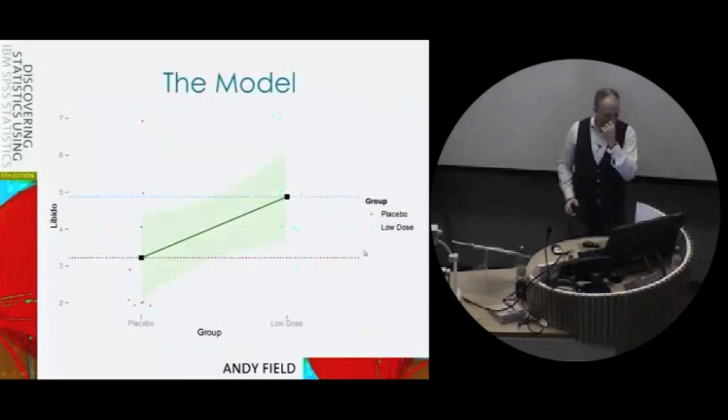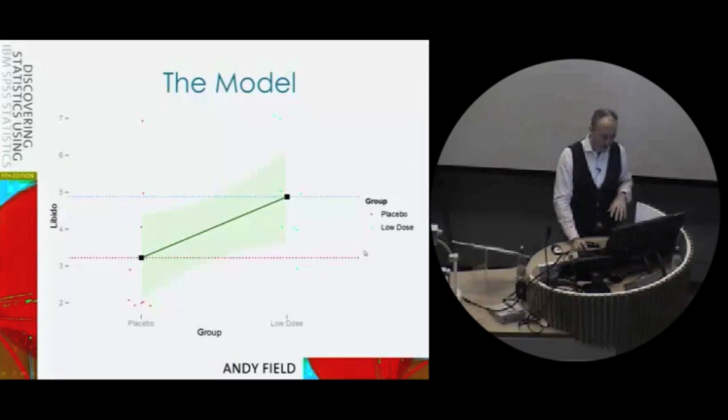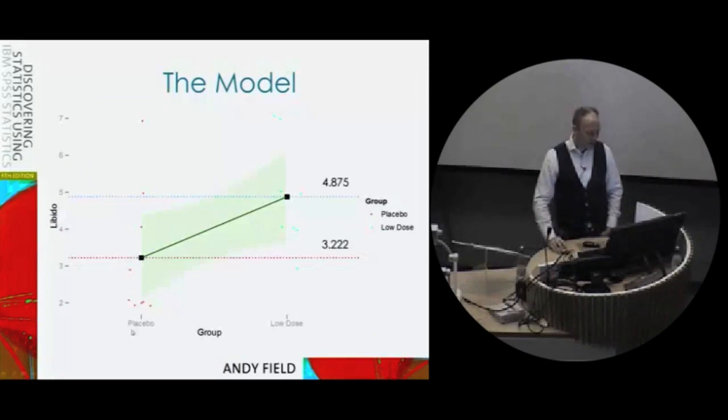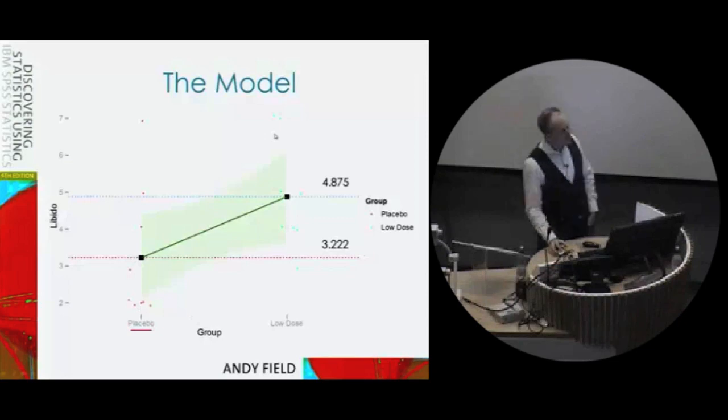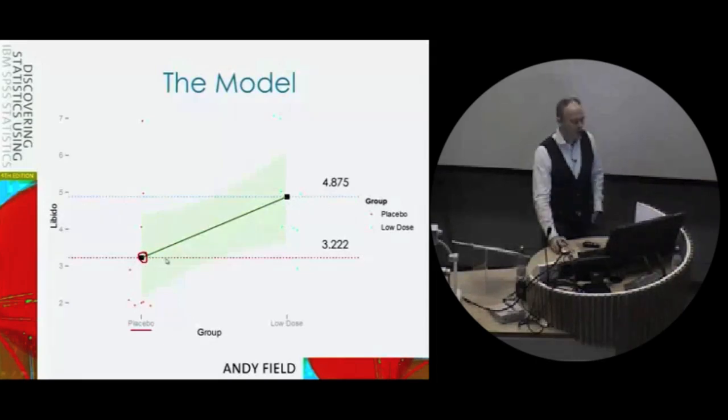We've also seen that when we have two groups, we can show the model graphically, which sometimes makes it a bit easier to think about. So again, we've got our placebo group over here. These red dots are the scores in the placebo group. We've got our low dose group, the bluey dots there. And I've represented the means of the two groups with these black squares. So this is the mean of the low dose group, which is 4.875, and this is the mean of the placebo group, which is 3.22.